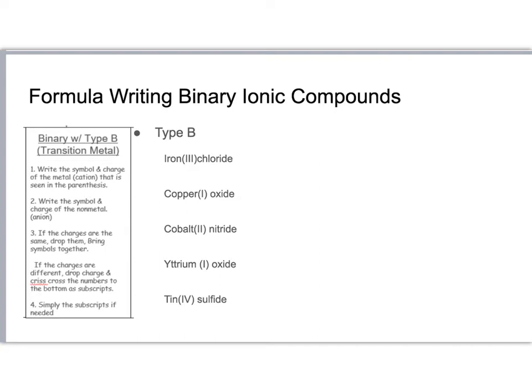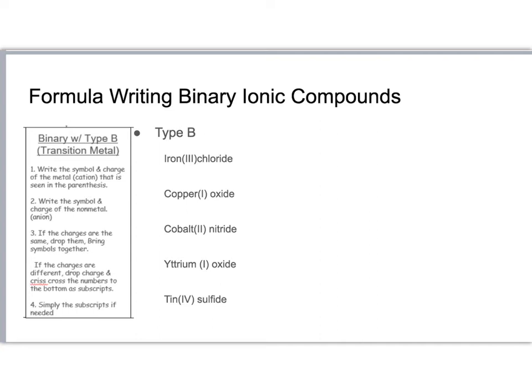In these examples, you will see a Roman numeral behind the metal name. That is to signify that the metal is a transition metal that has more than one charge, and you will only use the charge that is seen in the parentheses as a Roman numeral. Remember, all metals have positive charges.